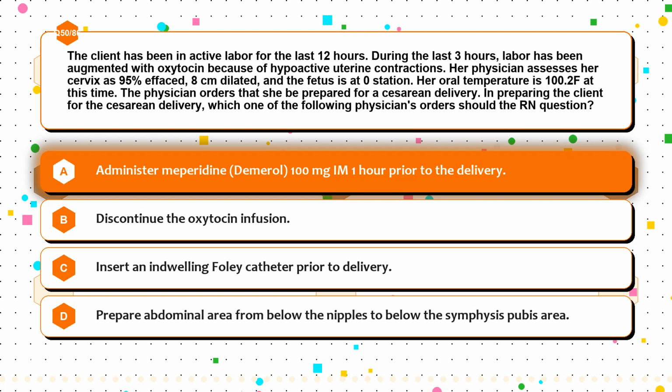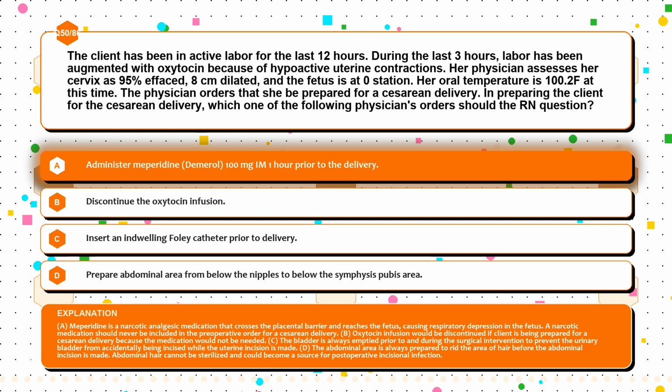The correct answer is option A. Administer meperidine (Demerol) 100 mg IM 1 hour prior to the delivery. Meperidine is a narcotic analgesic medication that crosses the placental barrier and reaches the fetus, causing respiratory depression in the fetus. A narcotic medication should never be included in the preoperative order for a cesarean delivery.